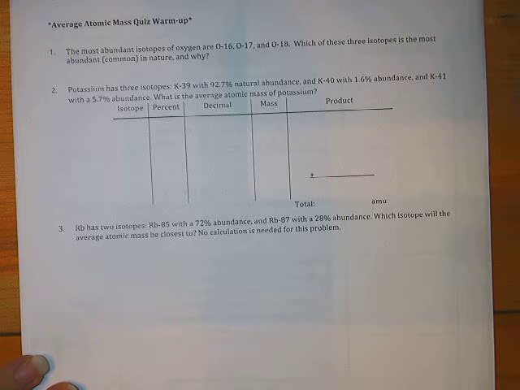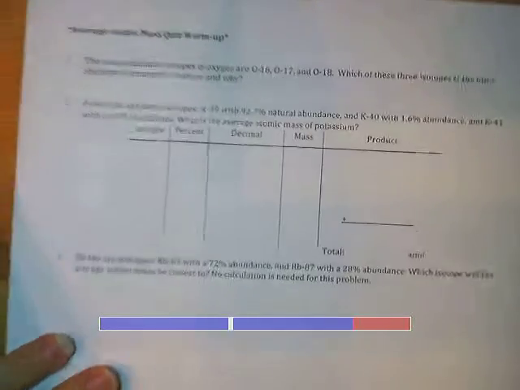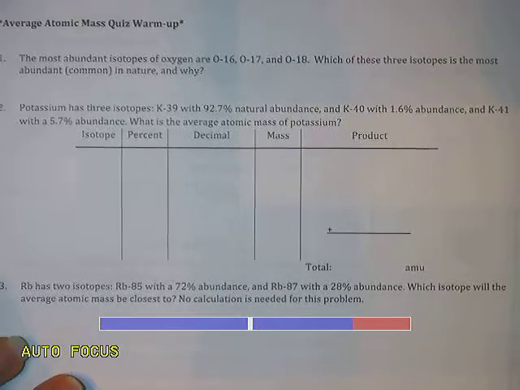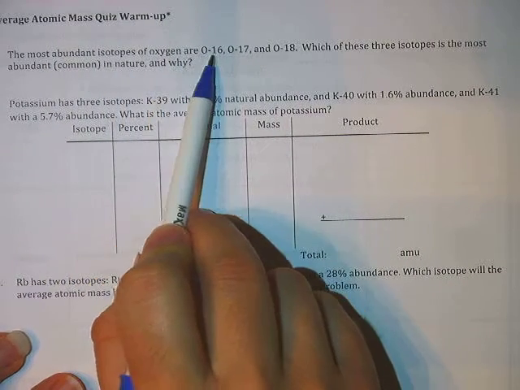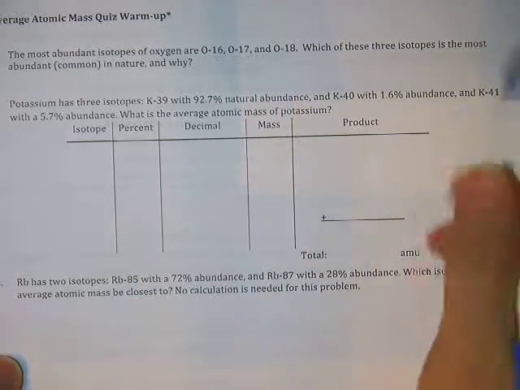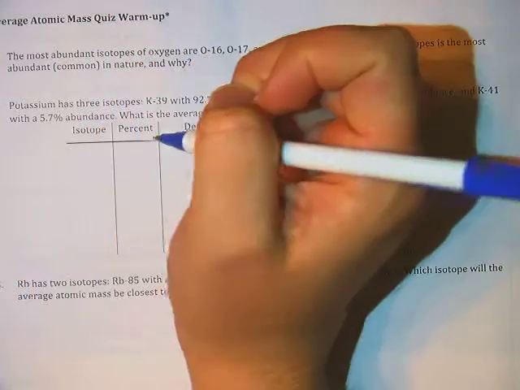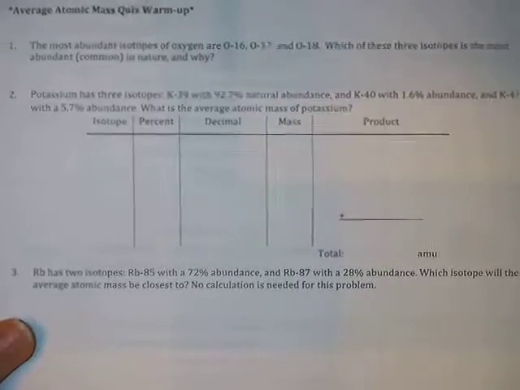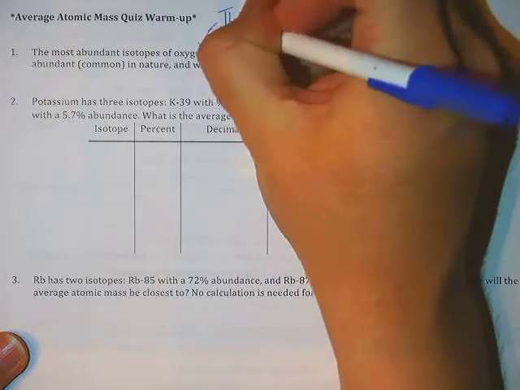And at this point, if you are watching it and it is playing, then that means you have finished your warm-up. So let's take a look. Number one, the most abundant isotopes of oxygen are oxygen 16, oxygen 17, and oxygen 18. Which of these three isotopes is the most abundant or most common in nature, and why? Well, we know that the average on the periodic table will be closest to the most abundant one.